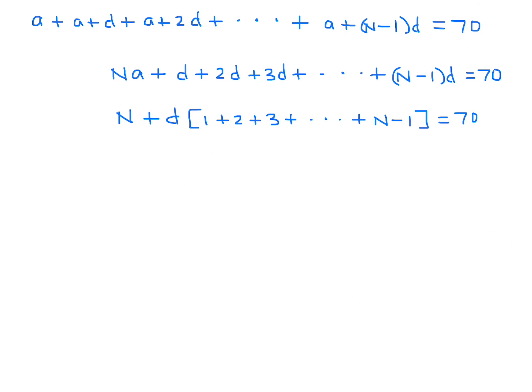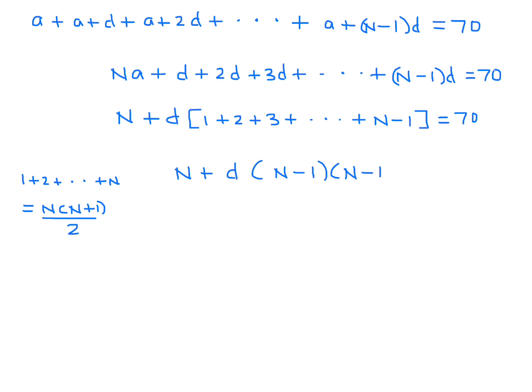And the good news is that for this, we know a formula. Anytime you have consecutive numbers, I'm sure you know by grade 12, that if you're adding up consecutive integers till n, that can be summarized as n times (n plus 1) over 2. But just be careful because we're going up to n minus 1. So this becomes n plus D times (n minus 1) times (n minus 1 plus 1) all over 2, and that is equal to 70.